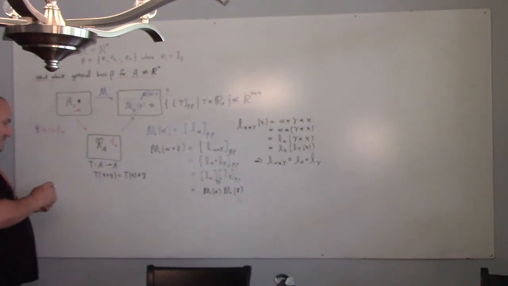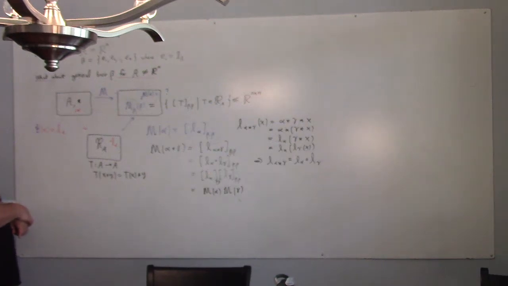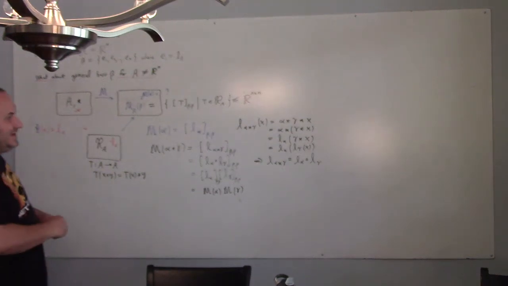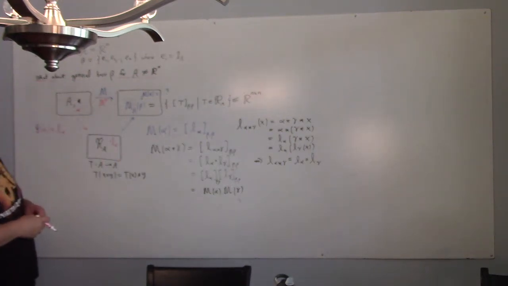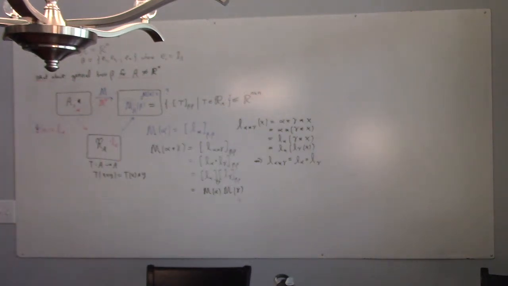I was almost slightly more obnoxious, because really this M map as I've currently defined it, I might adorn with an M upper beta to be more honest, because this is the representation map with respect to the basis beta. If I wanted to be more explicit about the basis dependence, I might adorn all of these big M's with a beta. All right.